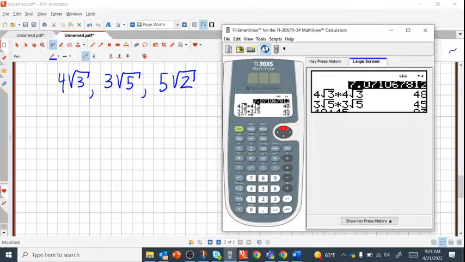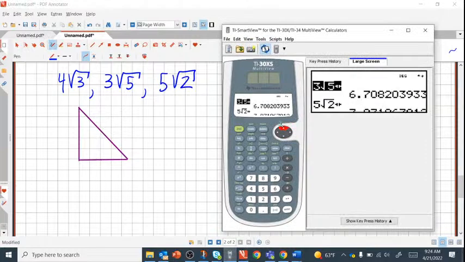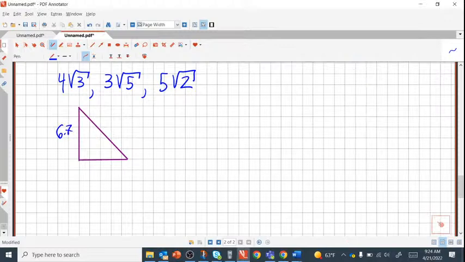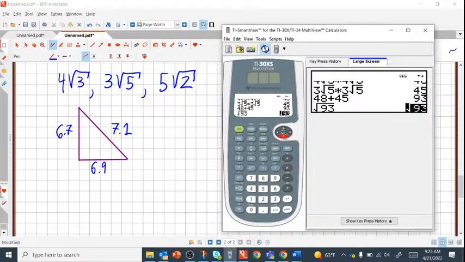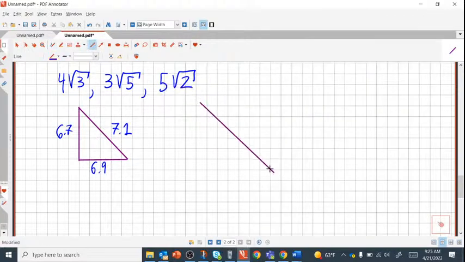7.071. So was the long side I got too short or too long? It was too short. So this is the triangle I got. This one right here. Let's just make it really easy: this one was about 6.7, this one was about 6.9, and this one was about 7.1. Now, if it was a right triangle, the hypotenuse would be 9.6. So if this was a right triangle, 9.6 would be here, with 6.7 and 6.9.